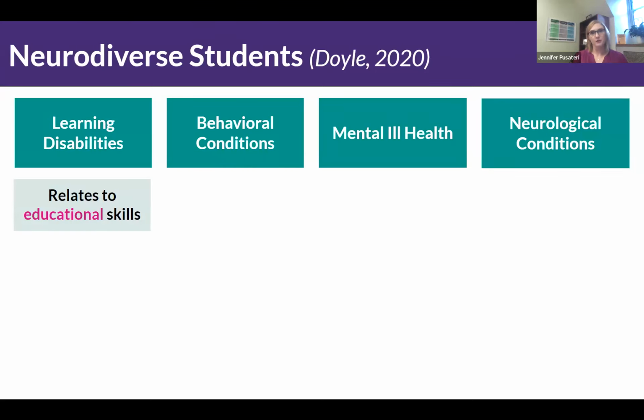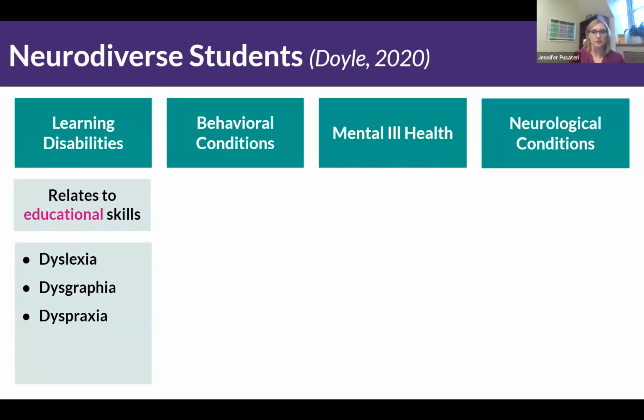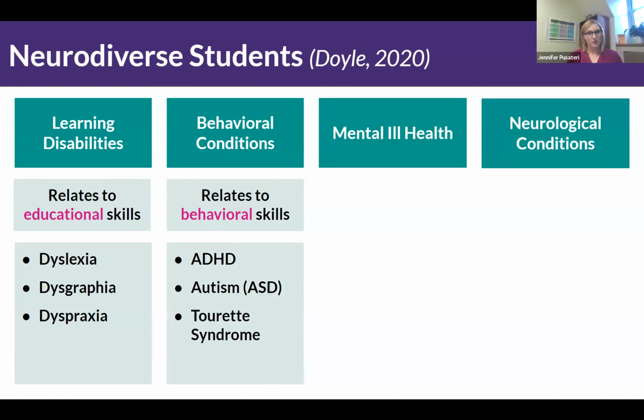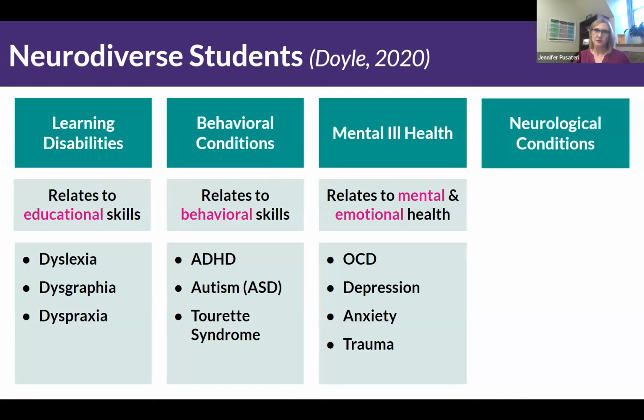When we're talking about learning disabilities, we're talking about things that can possibly impair or compromise educational skills. That would be things like dyslexia, dysgraphia, dyspraxia. Those kinds of things fall under that learning disabilities category. What we would call behavioral conditions would be things like ADHD, autism, Tourette's syndrome. And when we're thinking about mental ill health, these are things like OCD, depression, anxiety, trauma.